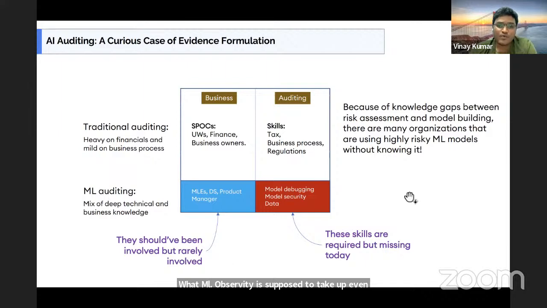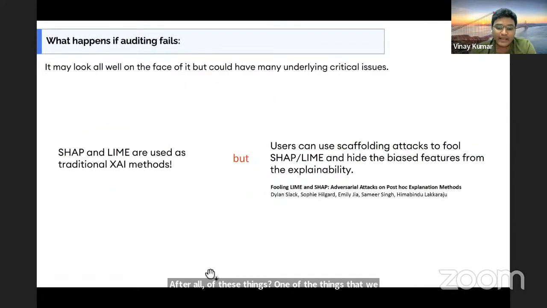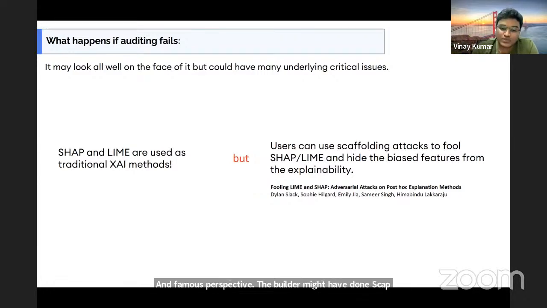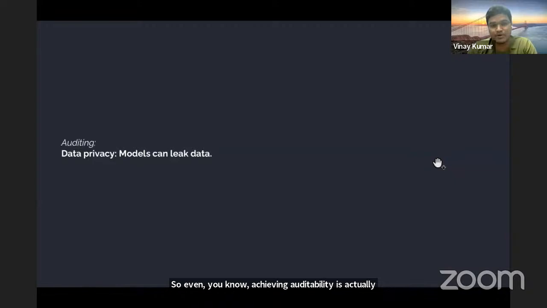Even after doing all of these things, one of the things that we have seen is there are ways that people can fool these auditing techniques. For example, let's say the auditor is using techniques like SHAP and LIME to figure out the feature importance and see if the builder has used any sensitive features to build the model from a bias and fairness perspective. The builder might have done scaffolding attacks to hide those sensitive features from the auditor. And the auditor may never know that they have actually used gender, for example, or ethnicity in building these models. It was actually discussed in a published paper. So you could read more about these scaffolding attacks and how they can fool SHAP and LIME kinds of explainability methods. So even achieving auditability is actually not that easy to deliver from an ML standpoint.